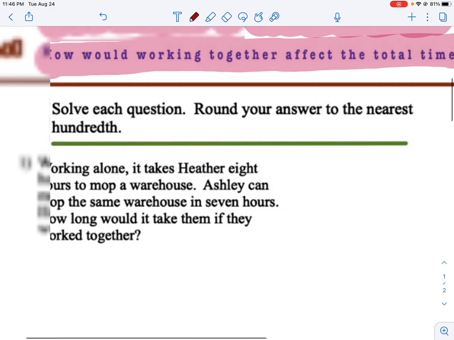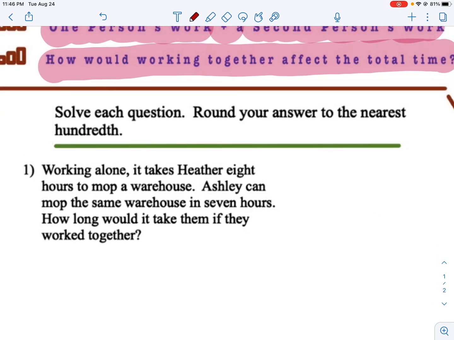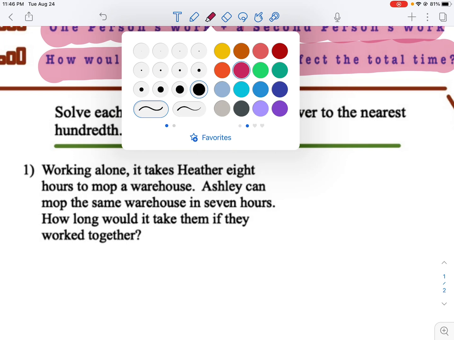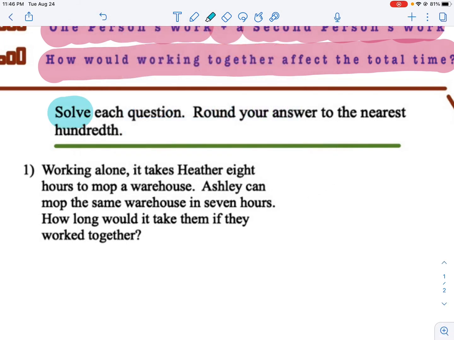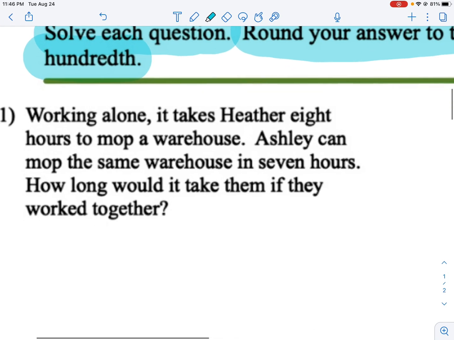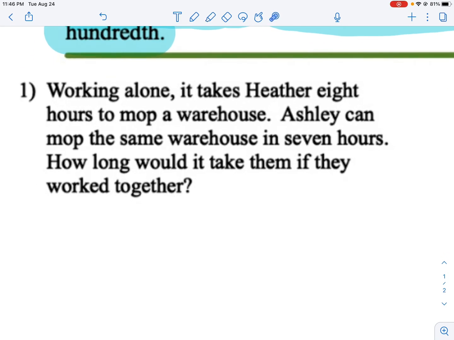So let us first go to the instructions here. The instructions say, solve each question. Round your answer to the nearest hundredth. So we know we're going to round to two places after the decimal point. Let us read the first question here.